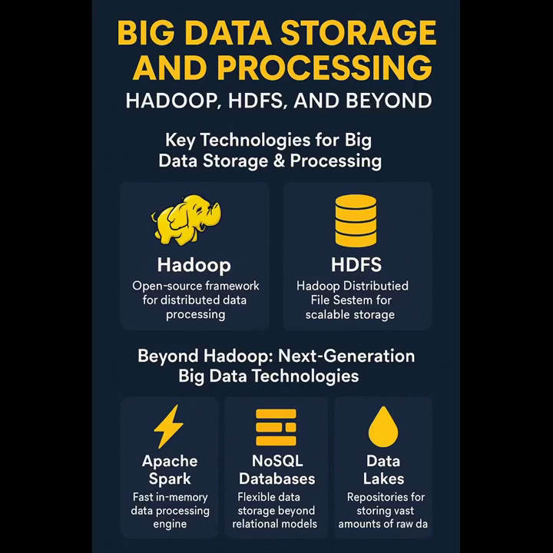Beyond Hadoop, next-generation big data technologies. 1. Apache Spark. A faster alternative to MapReduce with in-memory processing. Supports batch and stream processing, machine learning, MLlib, and graph processing, GraphX. Compatible with HDFS and other storage systems. 2. Apache Hive. SQL-like querying interface on top of Hadoop. Converts SQL queries into MapReduce jobs.